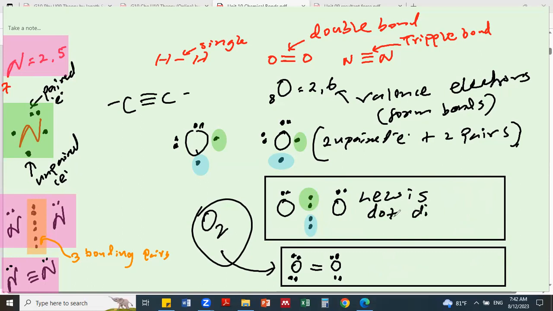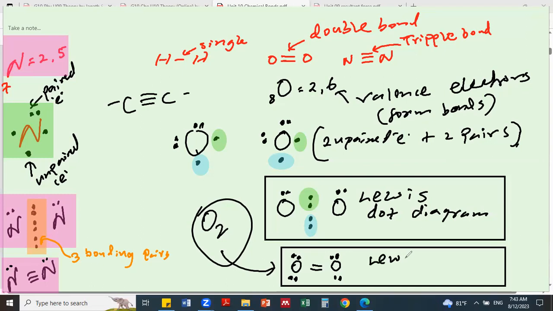The Lewis dot diagram has only dots. Dots means what? Bonding pairs and non-bonding pairs. Bonding pairs are always between the atoms. Between two atoms, bonding pairs. That means bonding electrons will be between the two atoms. That is shared electrons, shared electrons between atoms.